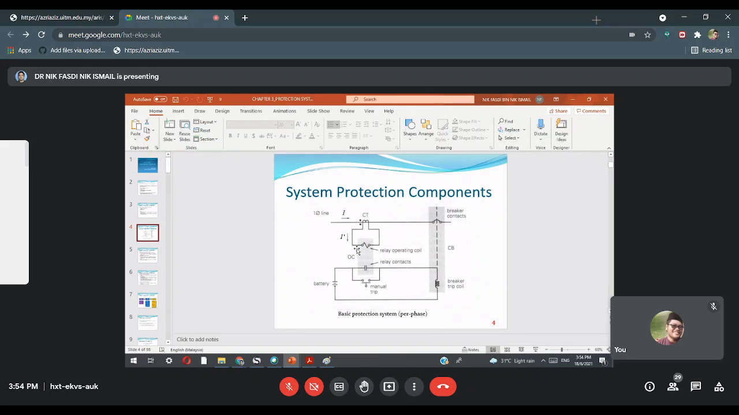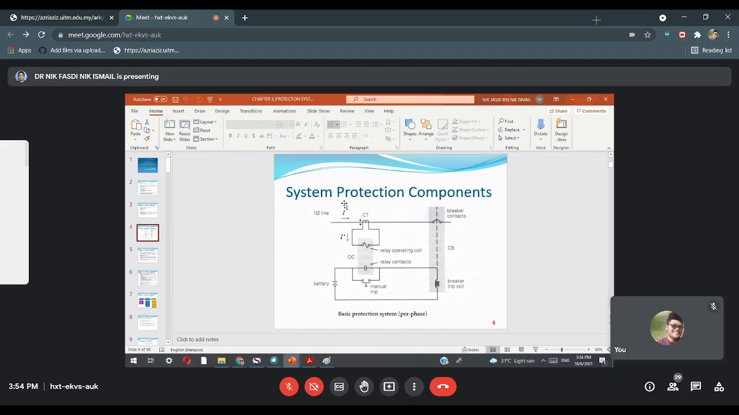So when this current flow through the overcurrent relay, dia ada specific current untuk turn on the coil ni, dia dipanggil pick up current. Bila dia turn on saja, contact dia akan close. Bila close, current daripada bateri ni akan boleh flow and dia akan tripkan, dia akan onkan coil ni. Bila coil ni kat sini ada contact, so ini akan open.